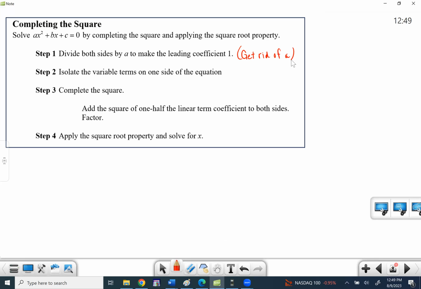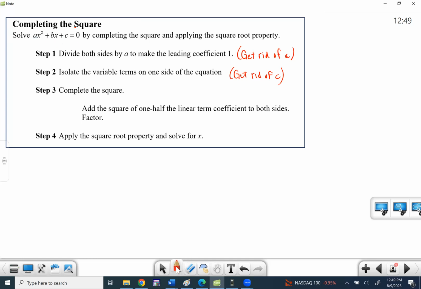Then it says isolate the variable terms on one side of the equation. My shorthand for that is get rid of c. See how these are variable terms? This one doesn't have the variable x. That's what we mean by get rid of c and move it over to the other side.